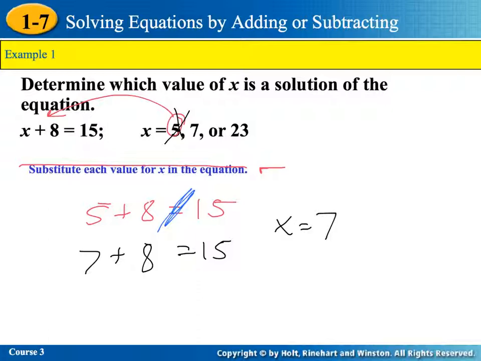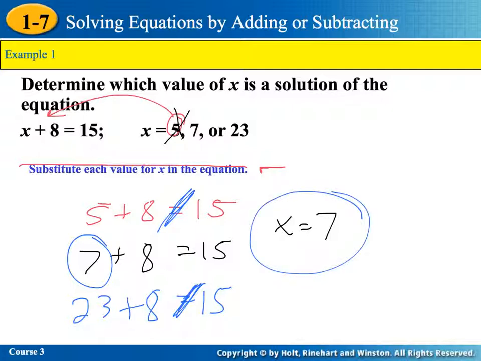If you go back and you tried 23, 23 plus 8, is that equal to 15? No, it is not. It is not equal. Okay, so the only equal answer that we get would be when x is 7. So our answer is x equals 7.